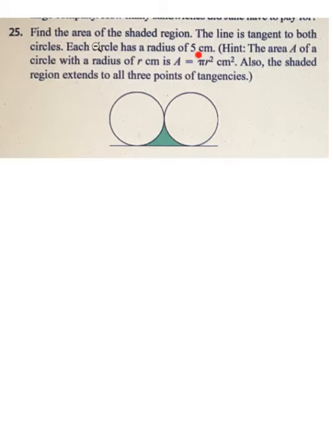We know the circles have a radius of 5 centimeters, and it gives us a hint. It reminds us that the area of a circle is pi r squared. So, what do we need to find? Well, we need to find this area here, and let's insert the other information into this diagram. They're telling us that the radius of each circle is 5 centimeters, so I'll put that in. There's roughly the center, and the distance from the center to any point on the circle is 5 centimeters.